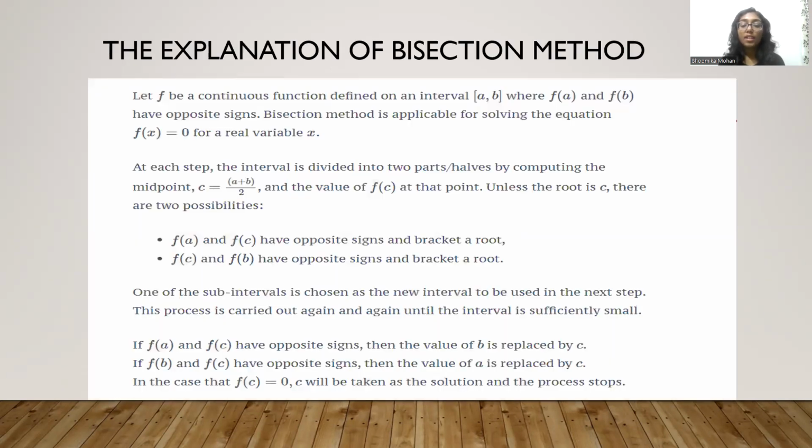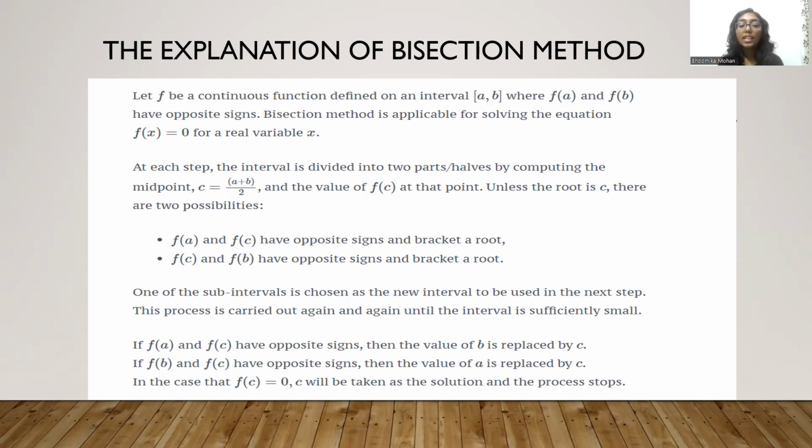The explanation of bisection method. Let f be a continuous function defined on an interval a to b where f of a and f of b have opposite signs. Bisection method is applicable for solving equation f of x equal to 0 for a real variable x. At each step, the interval is divided in two parts or halves by computing the midpoint c equals a plus b by 2 and the value of f of c at that point.